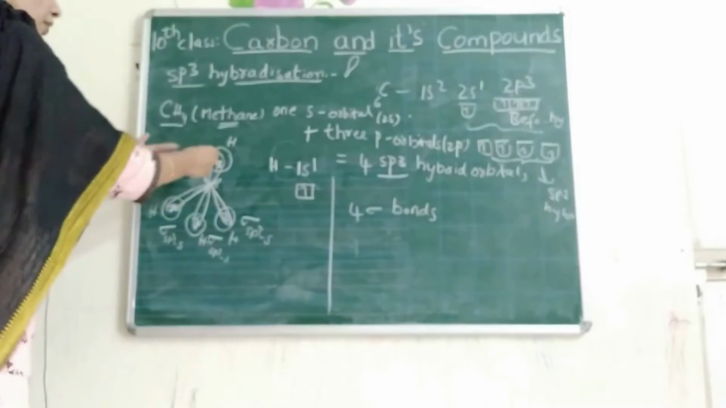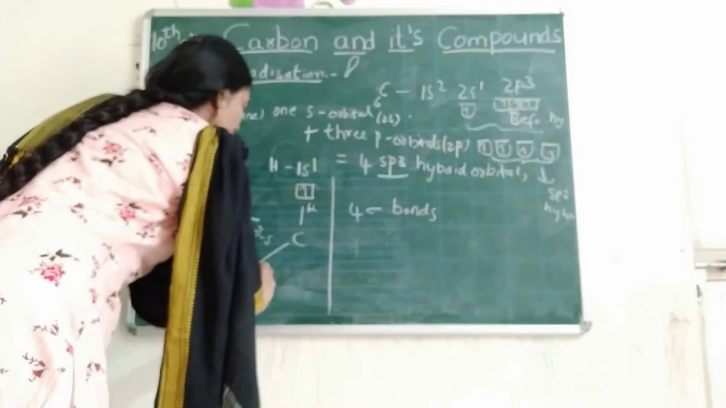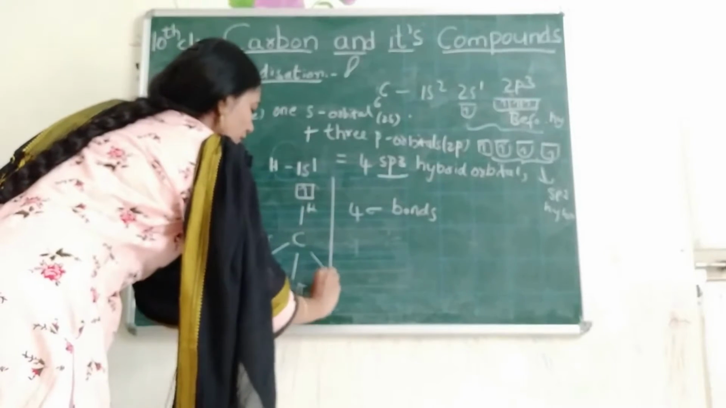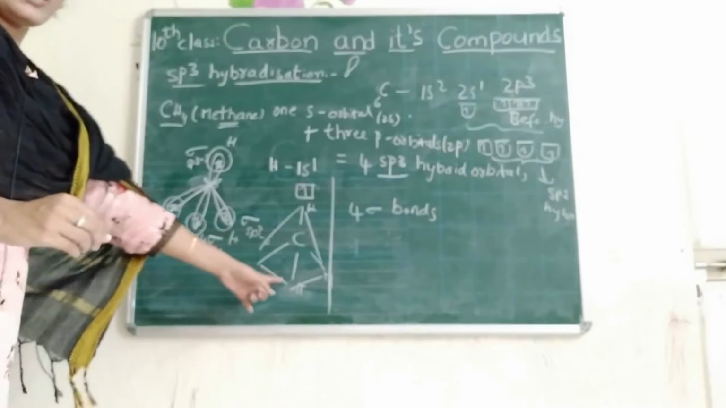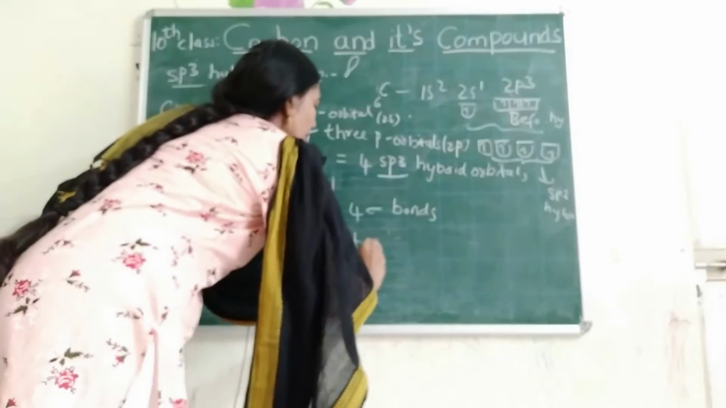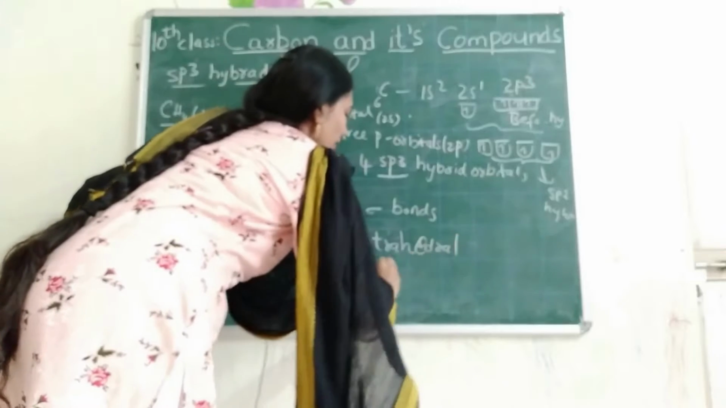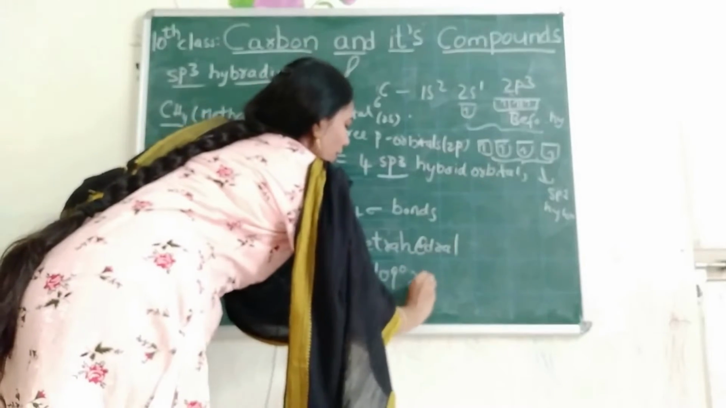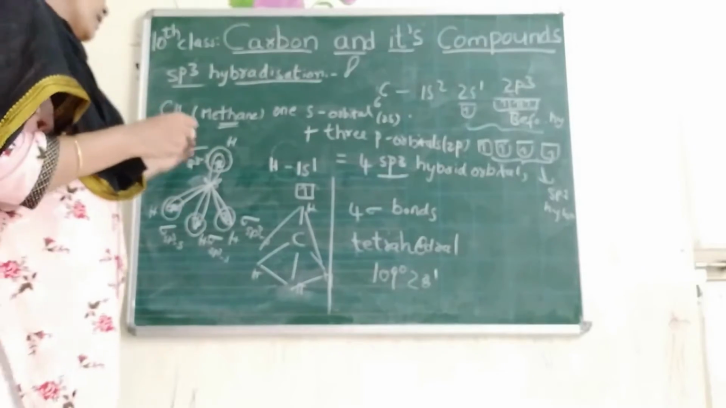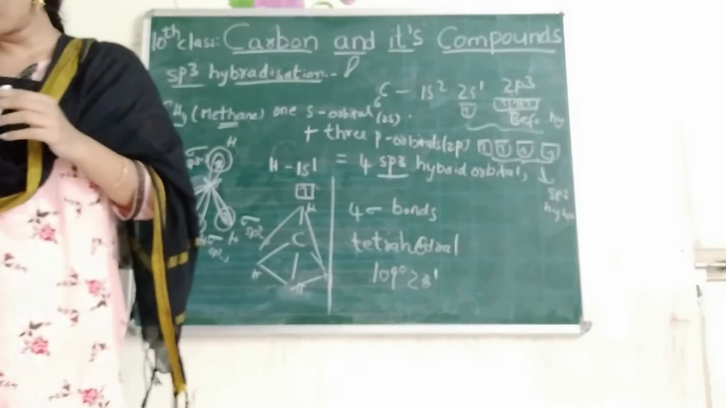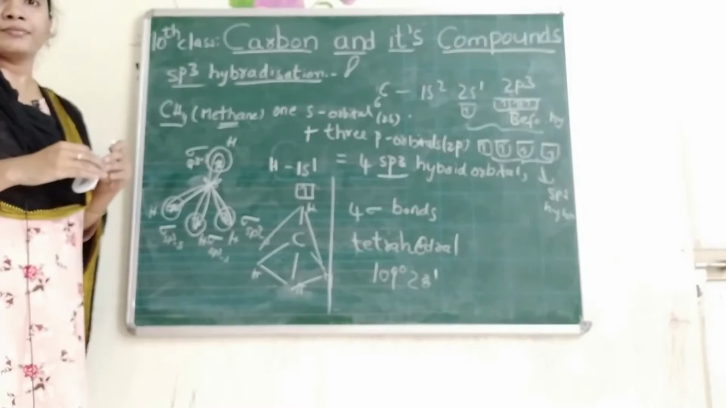What is the shape? If you observe, this is the carbon, and this is one hydrogen, another hydrogen, another hydrogen, and another hydrogen. This shape is called the tetrahedral shape. So the CH4 molecule is tetrahedral in shape. And what is the tetrahedral bond angle? 109 degrees 28 minutes. This is about the sp3 hybridization in the methane molecule. I hope you understand this.